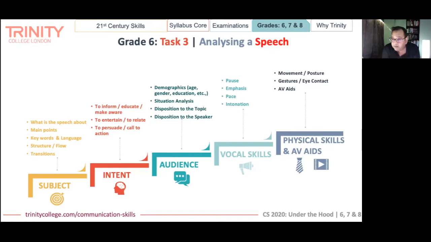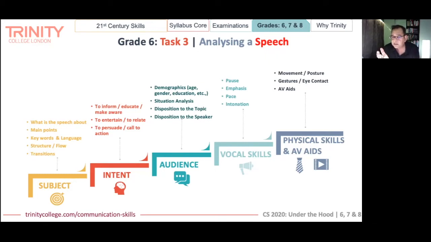When you're looking for vocal skills, where do you think the person ought to have paused? Or how would they have laid more emphasis? Or what kind of pace would have been used? What kind of intonation? Was there too many changes of thought? All right, are they taking you on a seesaw? So will that reflect in your voice? And similarly, what kind of physical gestures would you make, movement, postures? Would there be anything in terms of audiovisual aids? So these are various ways in which you can analyze a speech.